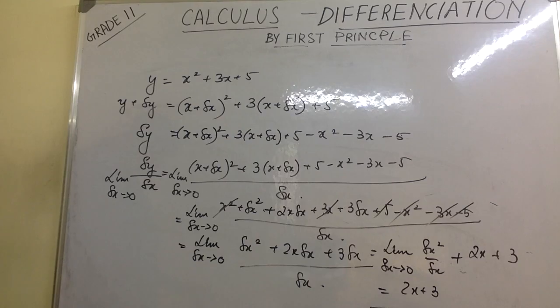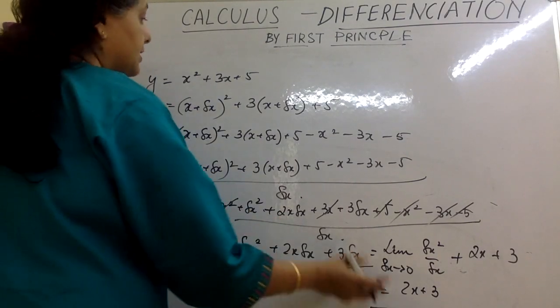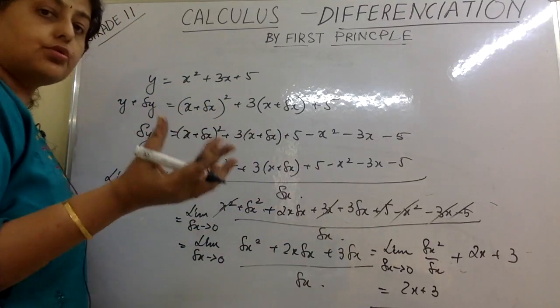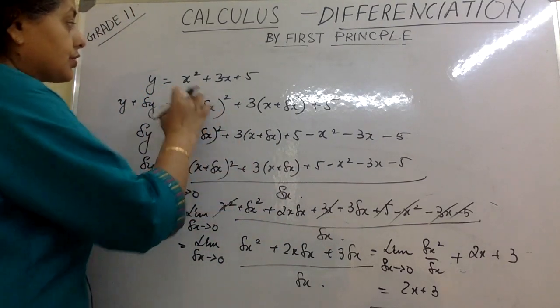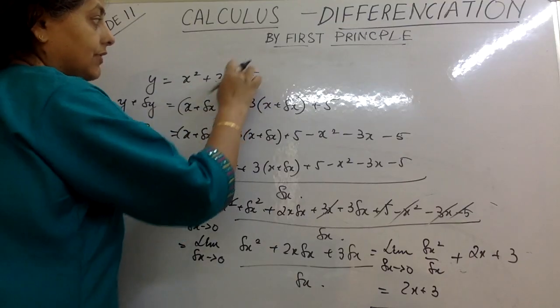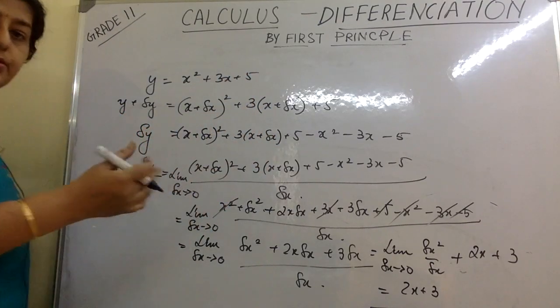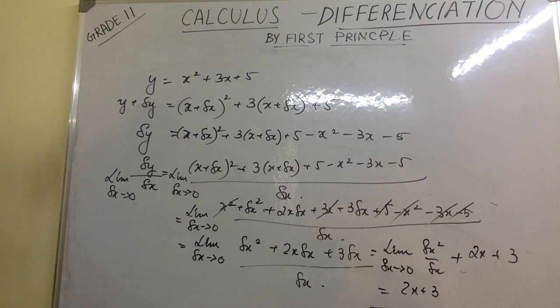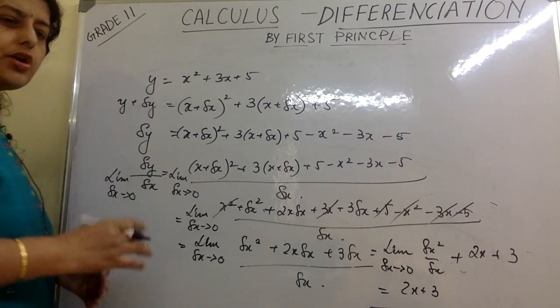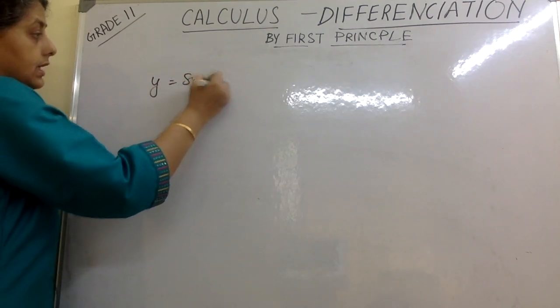When you get this answer 2x plus 3, you should check it, because you know regular differentiation also. The derivative of 2x plus 3, the 3 is anyway a constant, so it would have been 0. So this is our algebraic one. Let's see a little bit of trigonometry. y is equal to sin 2x.